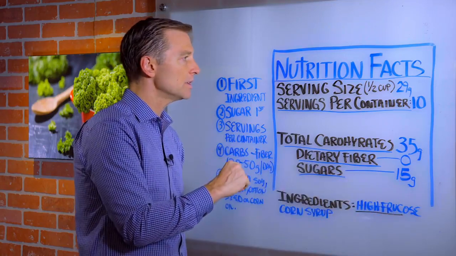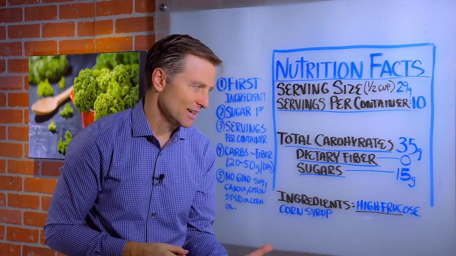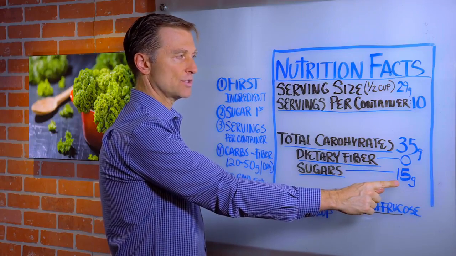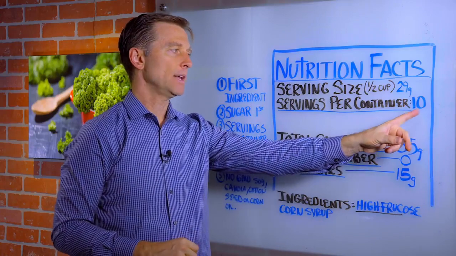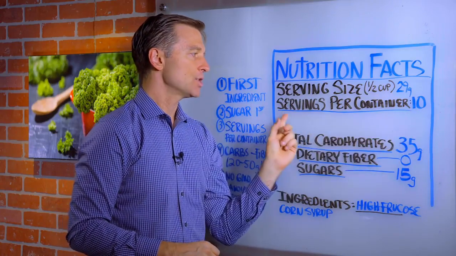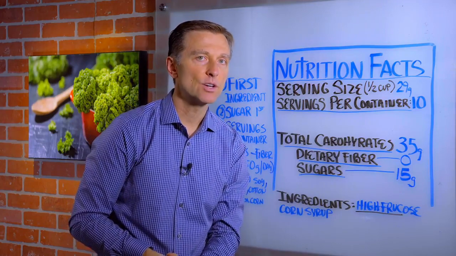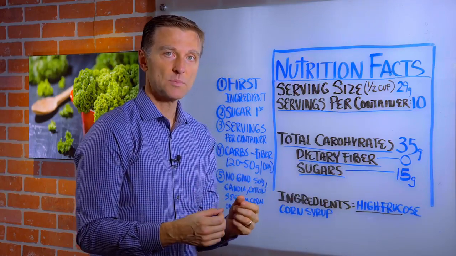Now, the next thing we want to do is look at the serving size per container. And this is interesting because we're not looking at the total amount of sugar in this whole box of food or a whole container. We have to multiply it times 10. Servings per container, so we got 15 times 10. That's 150 grams.